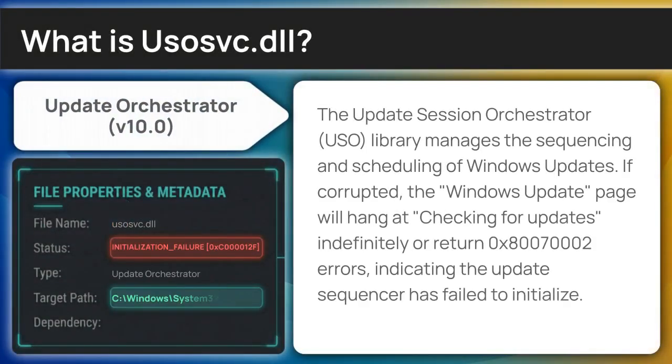This is the Update Orchestrator Service. It manages the sequencing and scheduling of Windows updates. If corrupted, the Windows Update page will hang at checking for updates indefinitely or return 0807002 errors, indicating the update sequencer has failed to initialize.